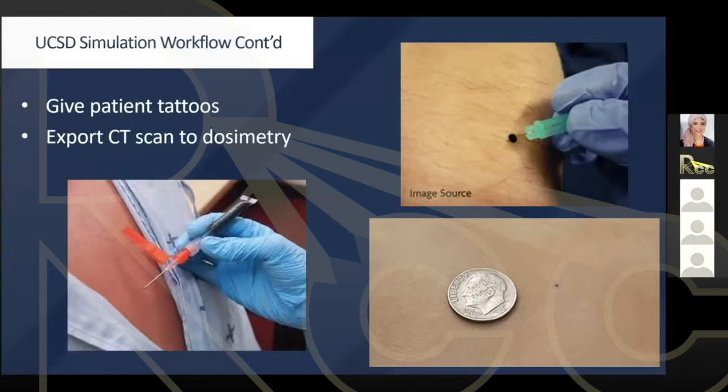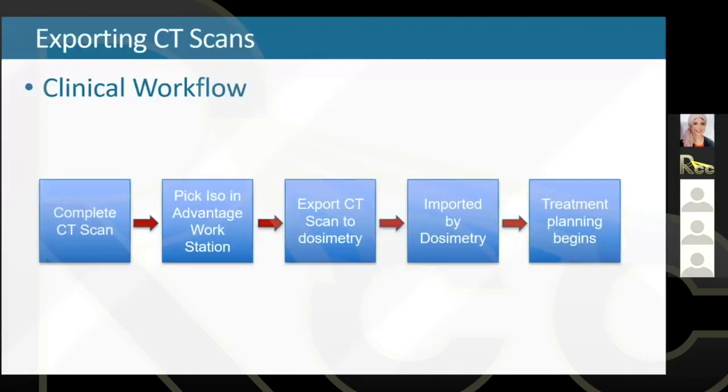And those are what the therapists are going to use each day to set the patient up for treatment, looking for those tattoos. So this is just a workflow of what takes place once the CT scan is completed. We send it to this computer that helps us pick an ISO center. Based off of that CT scan, once we have that information saved, we export the CT scan to our dosimetry department.